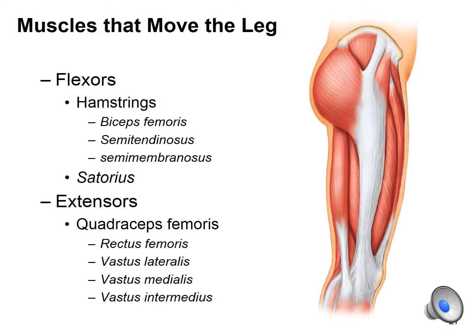So these are muscles that move the legs. Your flexors are your hamstrings, which you're probably familiar with, but you may not know that those hamstring muscles are actually made up of your biceps femoris, your semitendinosus, and your semimembranosus. We looked at your sartorius already, and then in your extensor compartment you have your quadriceps, which are made up of your rectus femoris, your vastus lateralis, your vastus medialis, and your vastus intermedius.